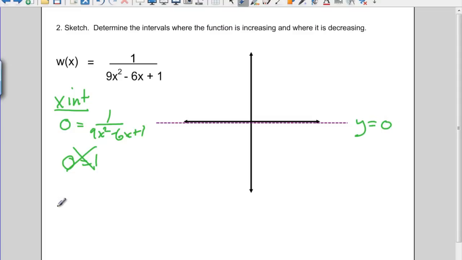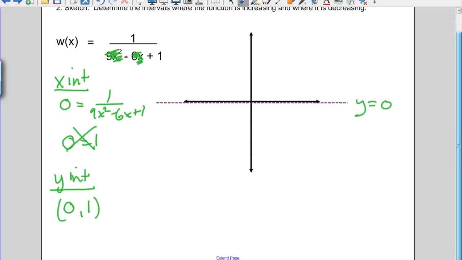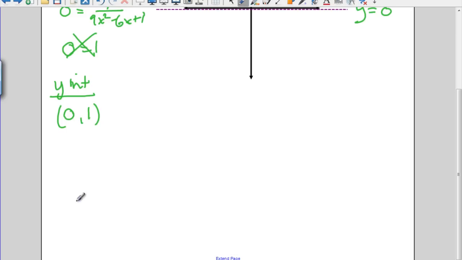The next thing to look at is the y-intercept, and I'm going to solve that just by looking at my main function and canceling out the x's. So the y-intercept is located at (0, 1), and then we would look at the vertical asymptote. This one is probably going to involve some factoring.